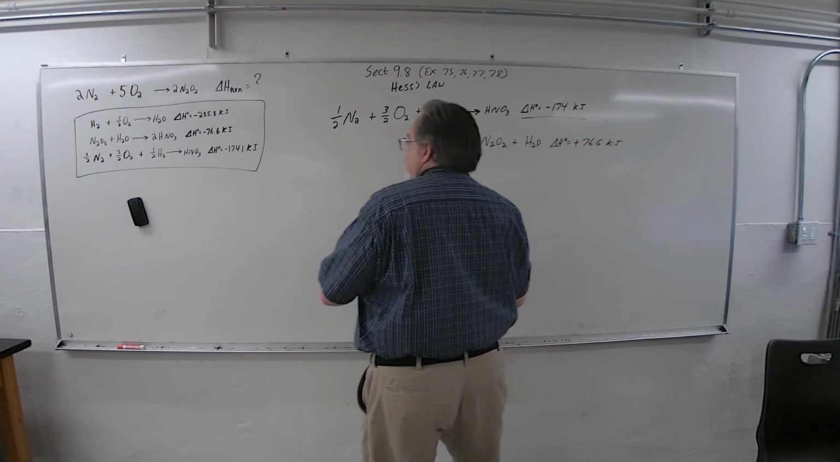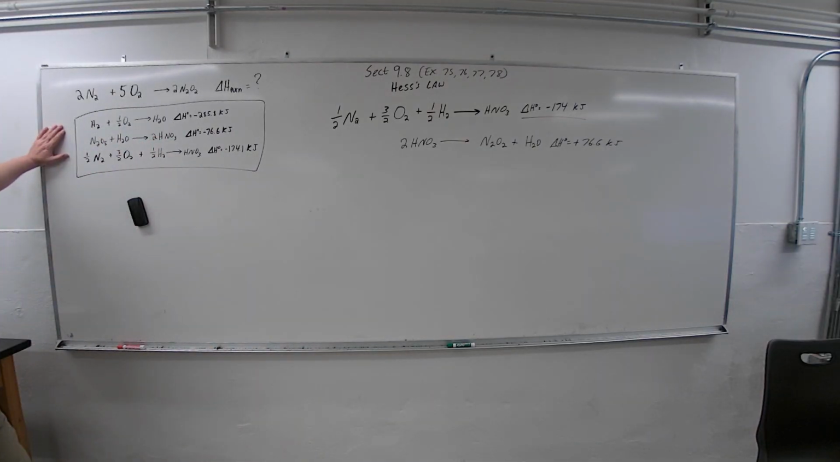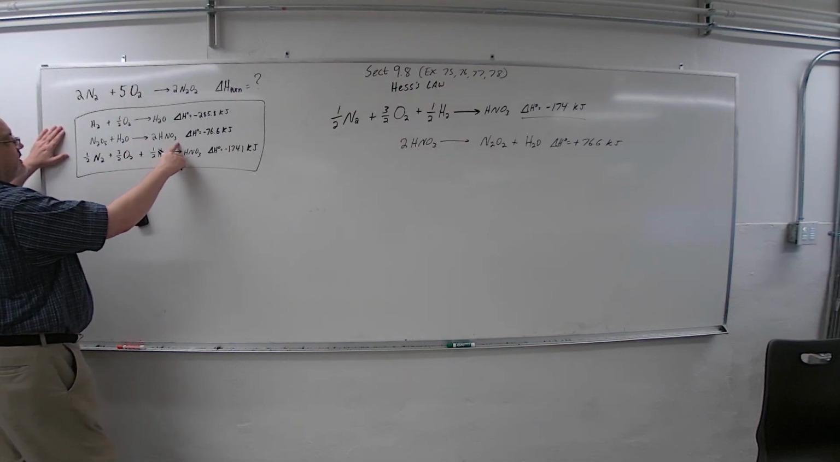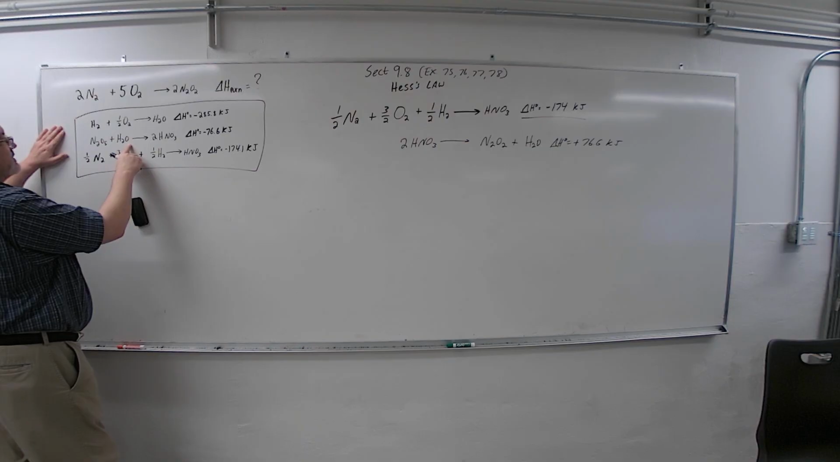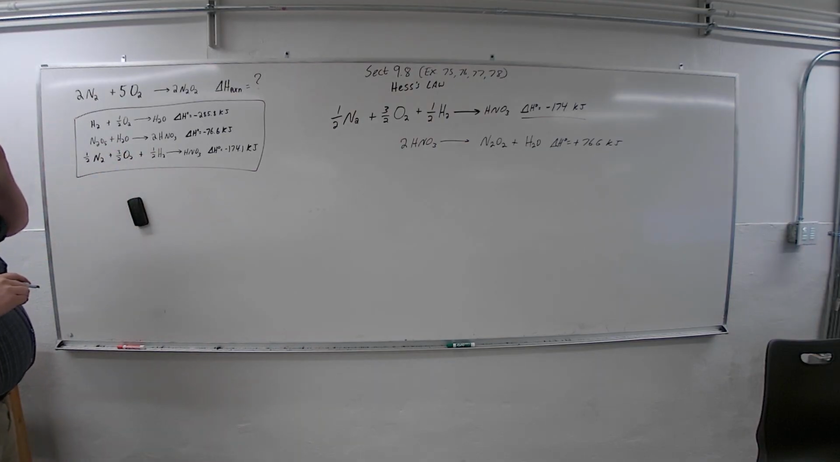So that's one of the rules to follow. If you have to flip around one of these reactions, flip it around backwards and you change the sign. Why do I think that's not balanced? 2 times 3 is 6, and 5 is 6. 2 of those, no, it's balanced. Okay, good. Now I have everything I need.